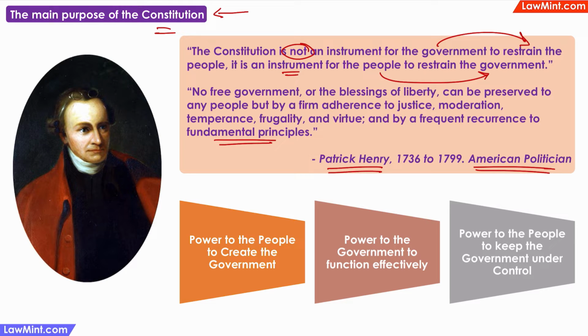Look at the basic structure of the Indian Constitution. Without the rigid basic structure, which cannot be modified, which are the few fundamental principles which the government has to follow, if they were not there, then the government could modify anything in the Constitution as per their wishes, and there would be no control. So in short, the Constitution allows the people to form the government. It allows the government to function effectively, and it also allows the people to keep the government under control.